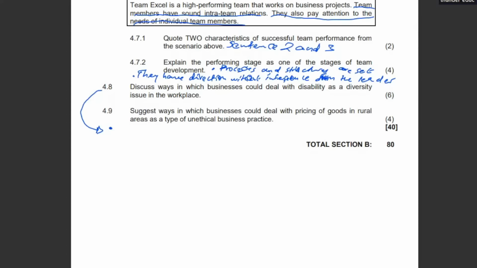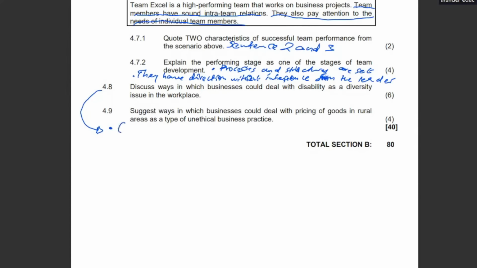Businesses should be well informed on how to deal with physically challenged employees. Also, policies and programs should accommodate the needs of people with disabilities. Also, a business should create an organizational culture or climate that is conducive for people with disabilities.